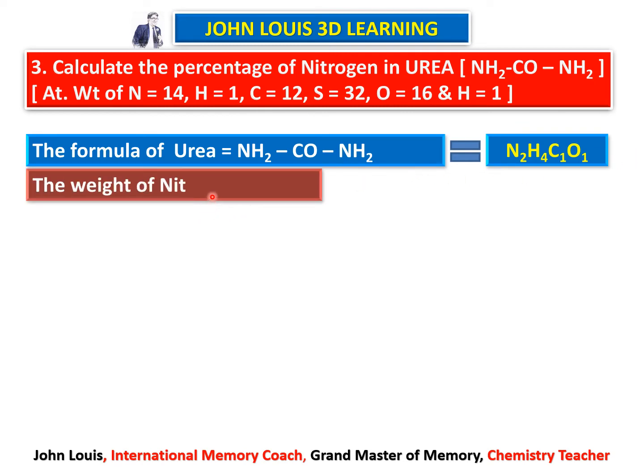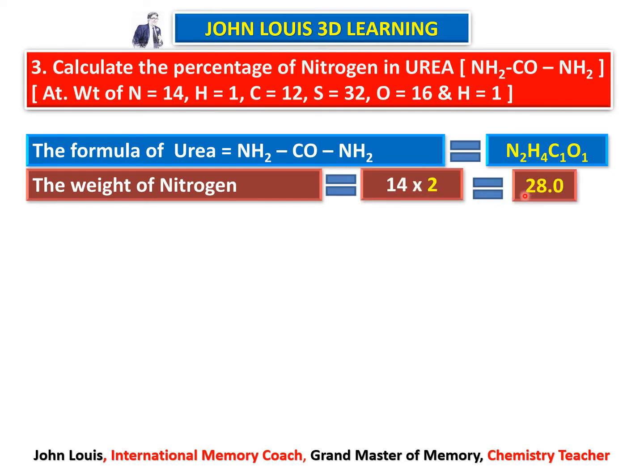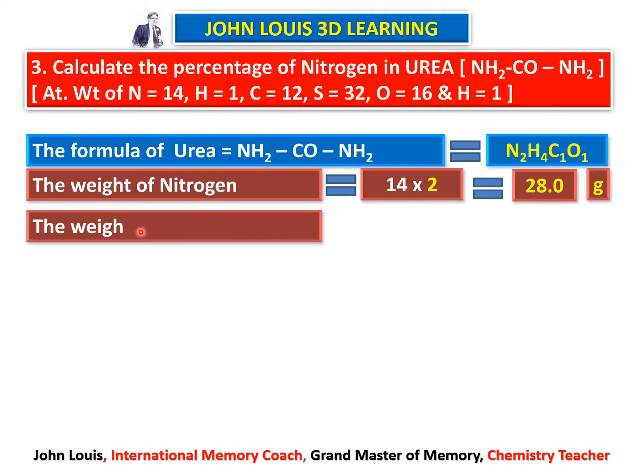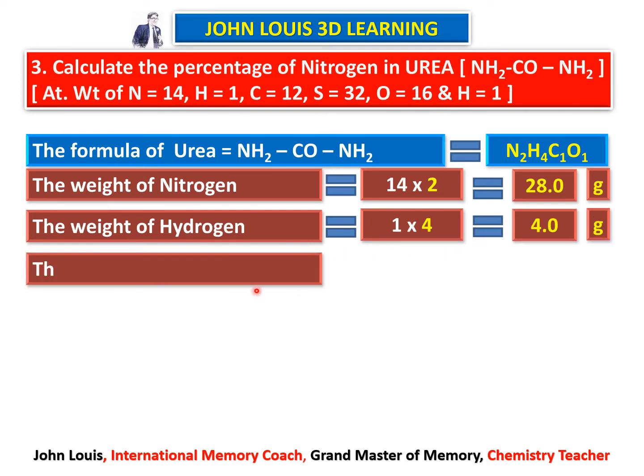So first of all, let's find out the weight of nitrogen. The weight of nitrogen is equal to 14 into 2, is equal to 28 grams. Atomic weight of nitrogen is 14. There are 2 nitrogens, therefore 14 into 2, 28. Similarly, the weight of hydrogen, atomic weight is 1. There are 4 hydrogens in it. Therefore, 1 into 4 is equal to 4 grams.